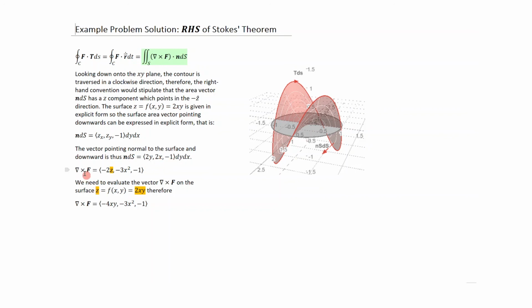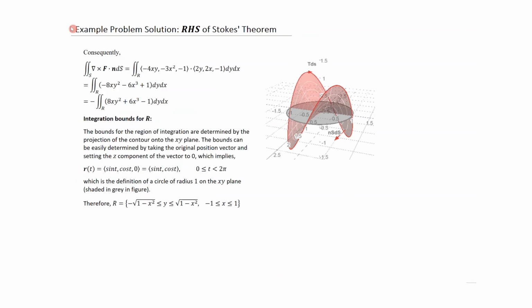And the curl of the vector field basically is (−2z, −3x², −1). However, we're evaluating this on the surface, and so that would be when z equals 2xy. Hence the calculation of the curl will be the situation where z equals 2xy, which means this first term becomes −4xy. The y component and the z component are unaffected because there's no z component showing up in this expression.